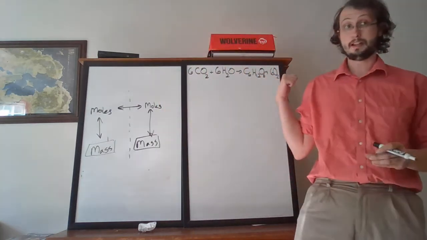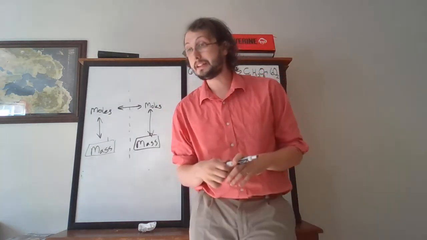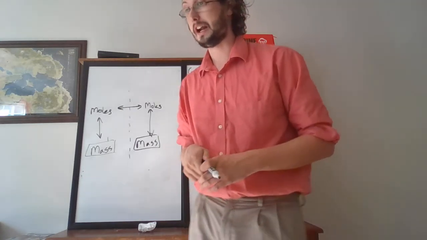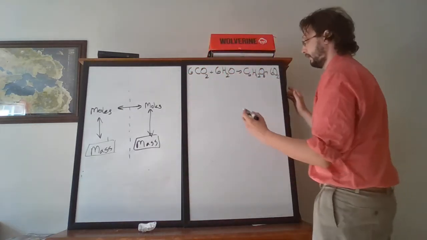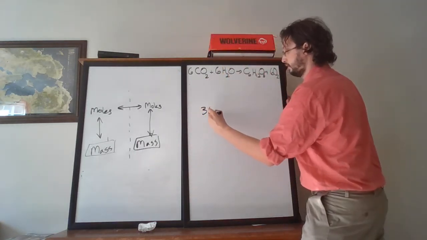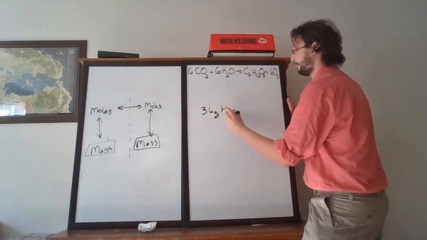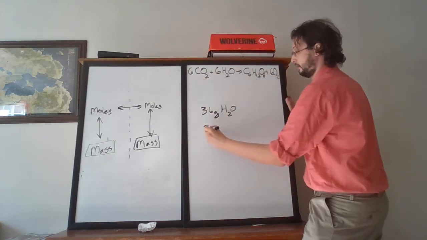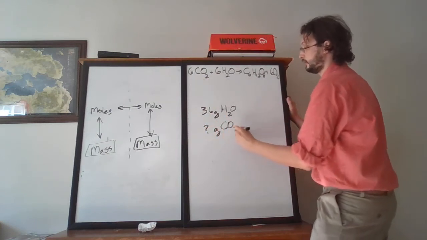Same chemical equation as last time. If a plant needs to consume 36 grams of water, how many grams of carbon dioxide will it consume? So if it needs 36 grams of water, how many grams of carbon dioxide did it consume to get there?